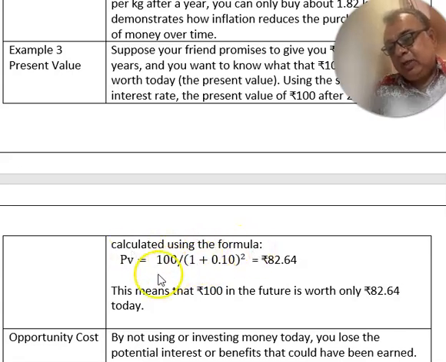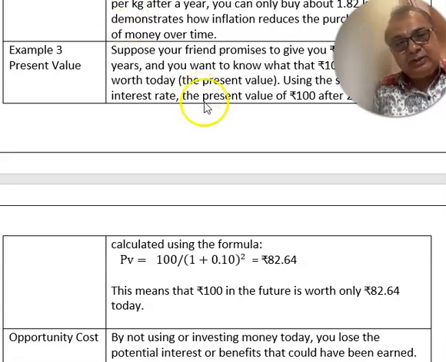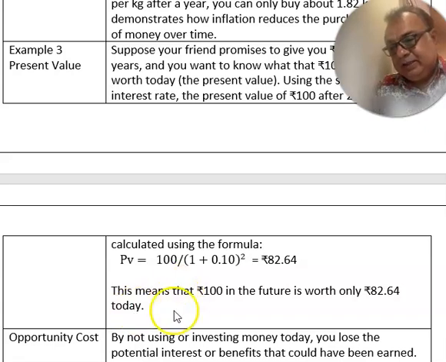Calculate using this formula: 100 rupees, 10% interest, (1 plus R) to the power 2, is equal to 82 rupees 64 paise. If your friend is giving 100 rupees after 2 years, then today the present value of 100 rupees is 82 rupees 64 paise. This means that 100 in the future is worth only 82 rupees 64 paise. This 82 rupees 64 paise is the present value of what you are going to get after 2 years. This is called a present value.